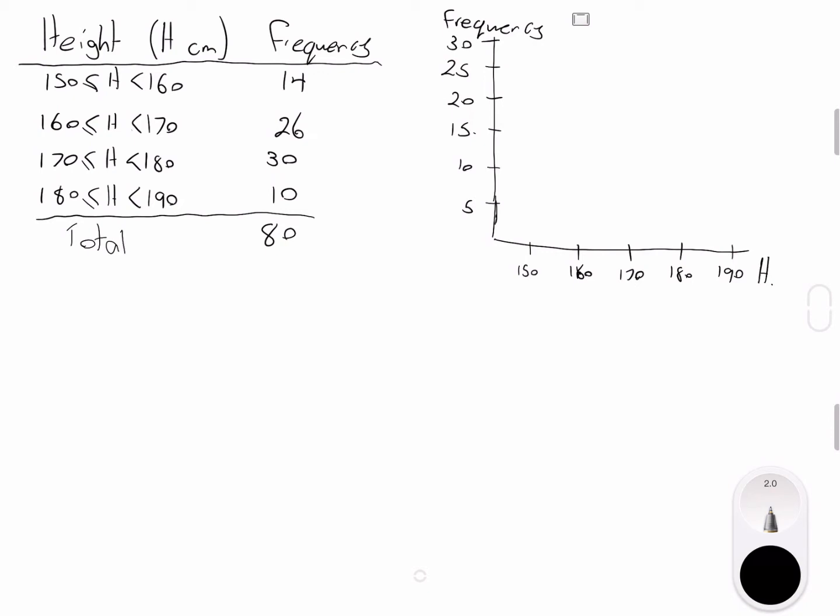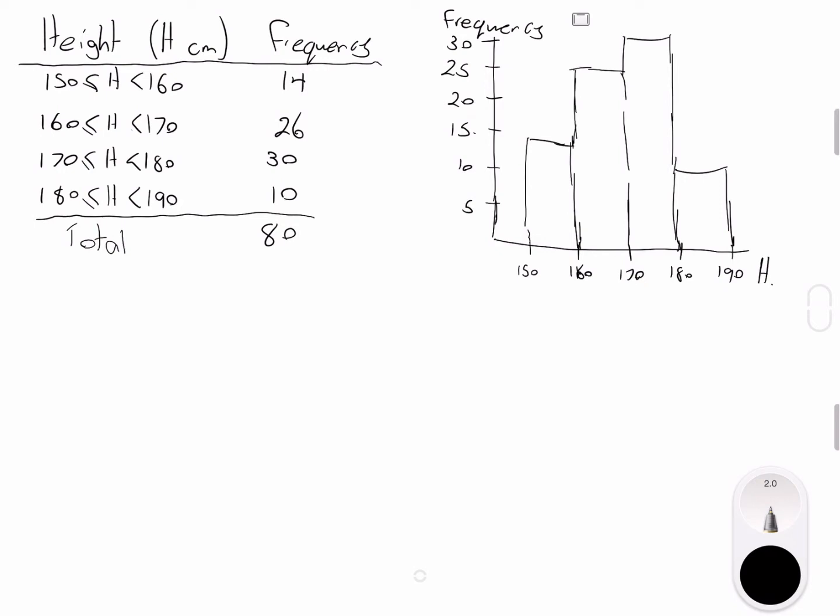Along here, height. Okay, so between 150 and 160 there was 14, so that's roughly about there. So we're going to have a column there. 26, which is roughly about here. Now, in a book where you've actually got lines, you can get it more accurate. I don't have lines here, so it makes it quite difficult. So next one's at 30. And the final one is at 10. And that's a histogram there.